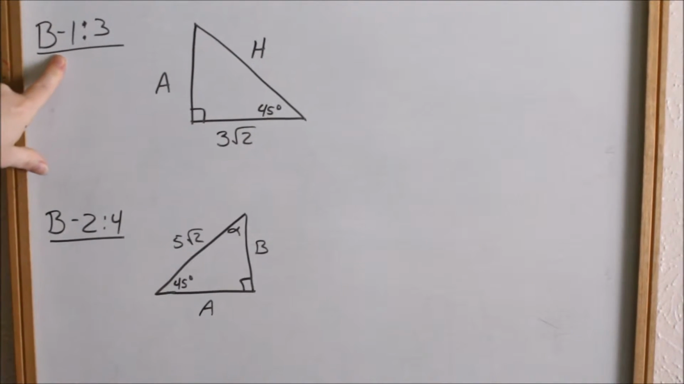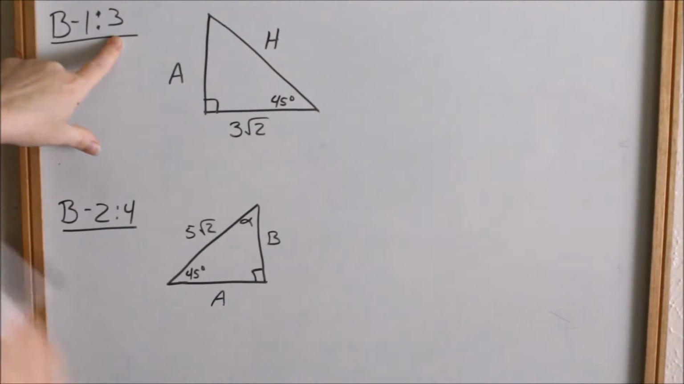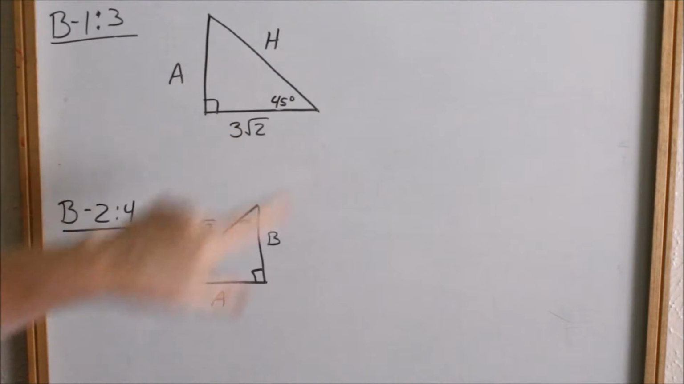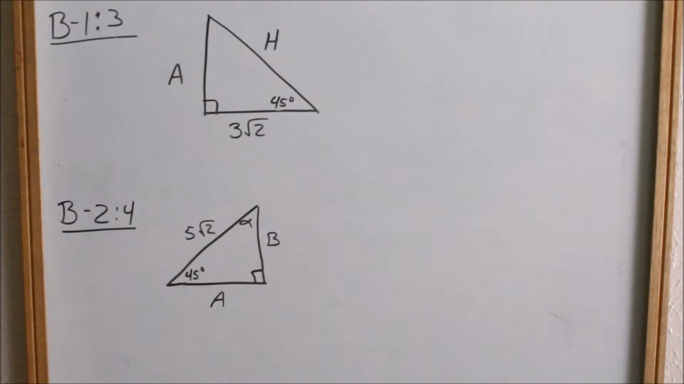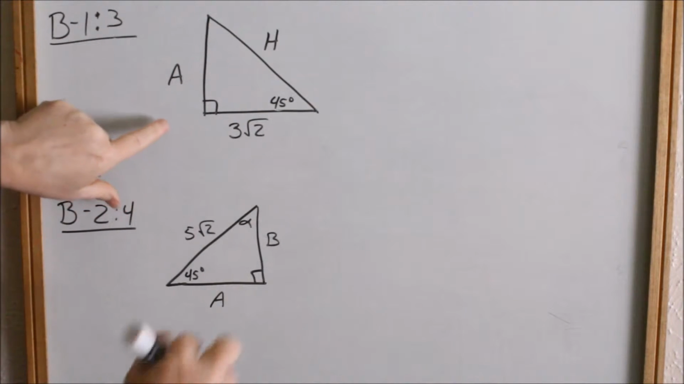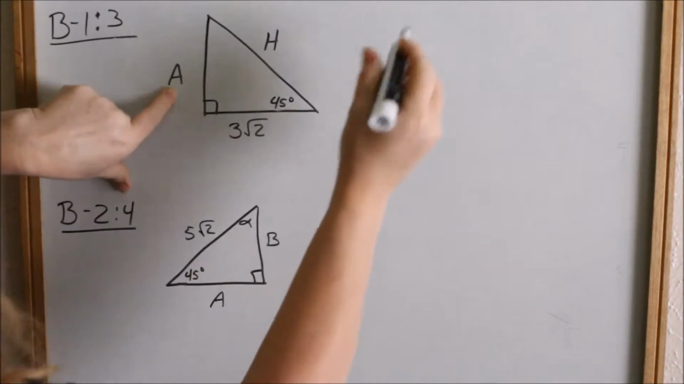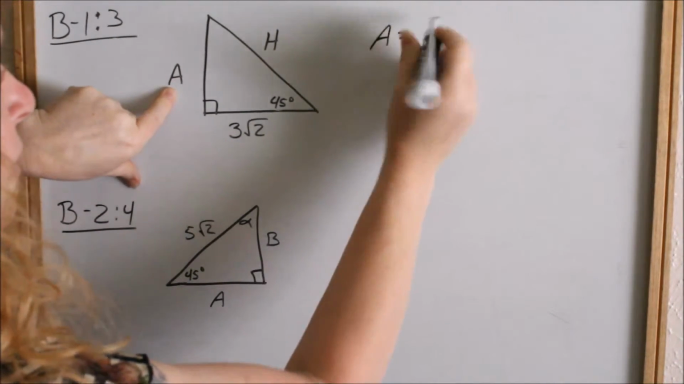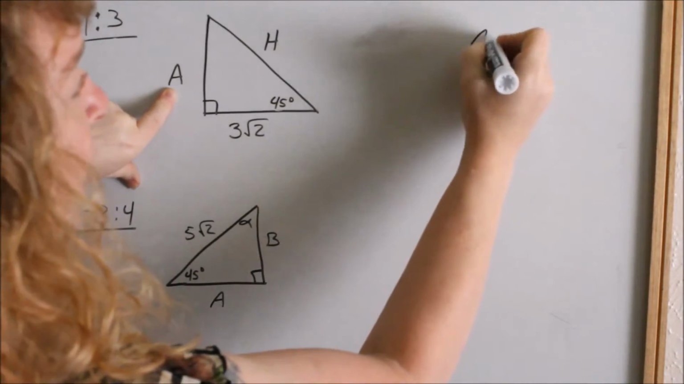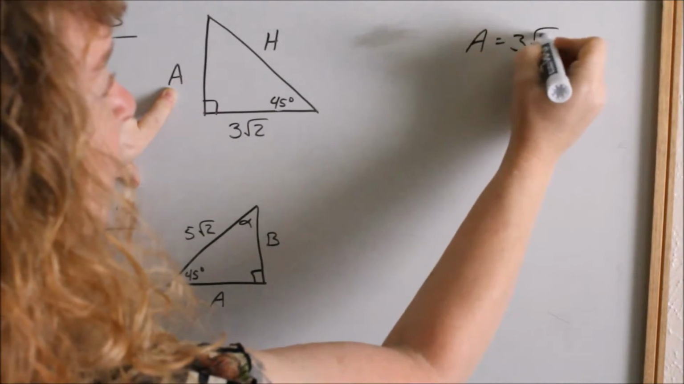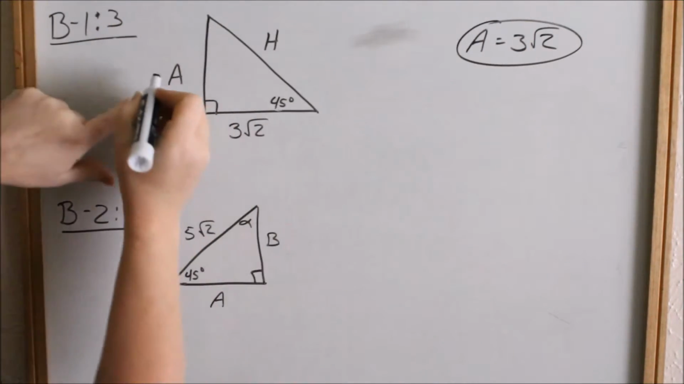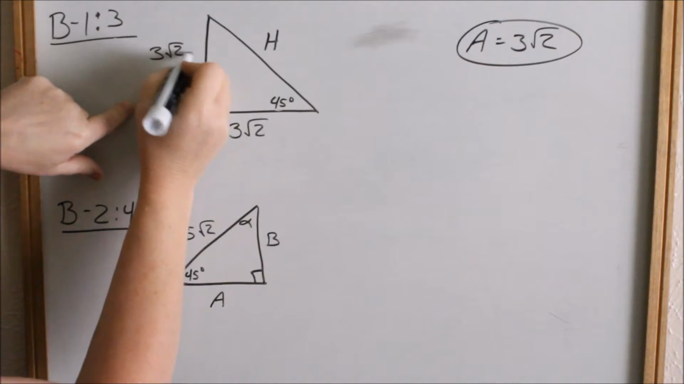Okay, still on page B1, looking at problem number 3. Here, we're shown a 45, 45, 90 triangle. So in a 45, 45, 90 triangle, our legs are the same. So if this is 3 square root of 2, this is 3 square root of 2. So I know that A, scoot over, I know that that leg is 3 square root of 2. So this one is 3 square root of 2.